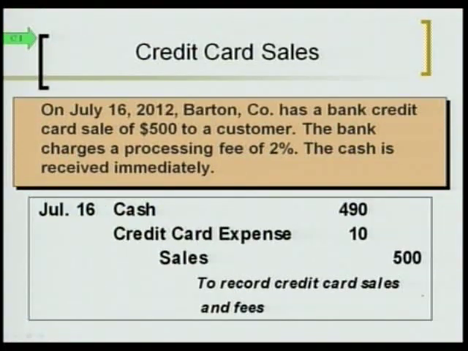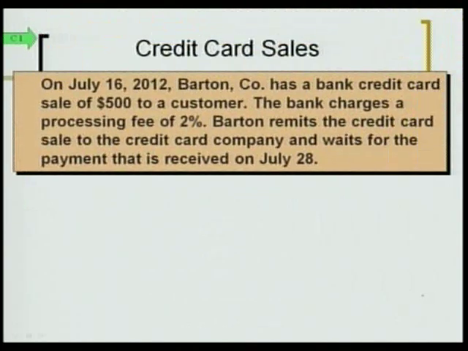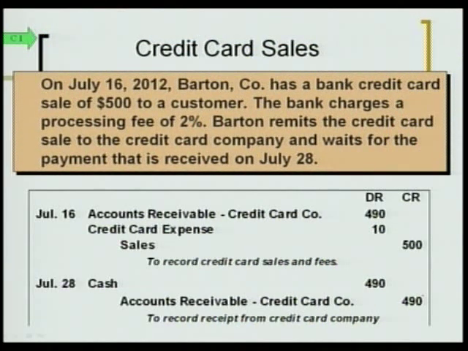This is it. We're recording this. Let's say this was a cash sale and not a credit card sale. We would debit cash for $500 and credit sales for $500. That's recording the sale, right? Okay. Here, everything's the same except it's a credit card. We get the cash immediately of $490, and the $10 less that we don't get is just credit card expense. So the top entry on the screen is recording the transaction with the customer.